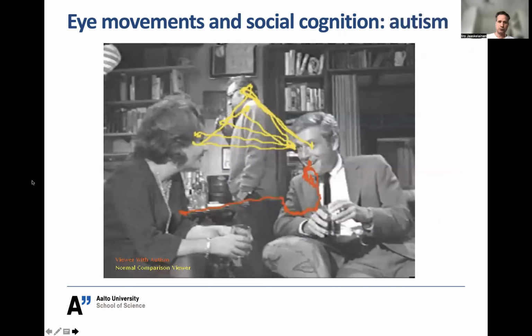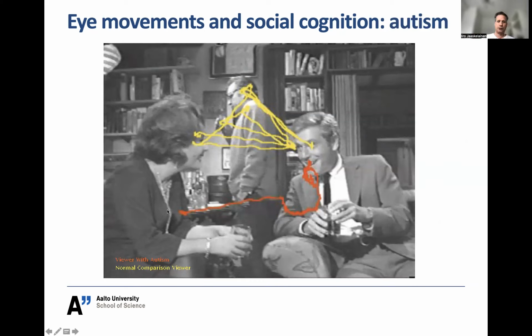Then there are some findings that persons with high loadings in autistic personality features and neurotypical persons differ in where they look, for example, in a photograph or video. Here's just an example from an early study, from research by Baron-Cohen.